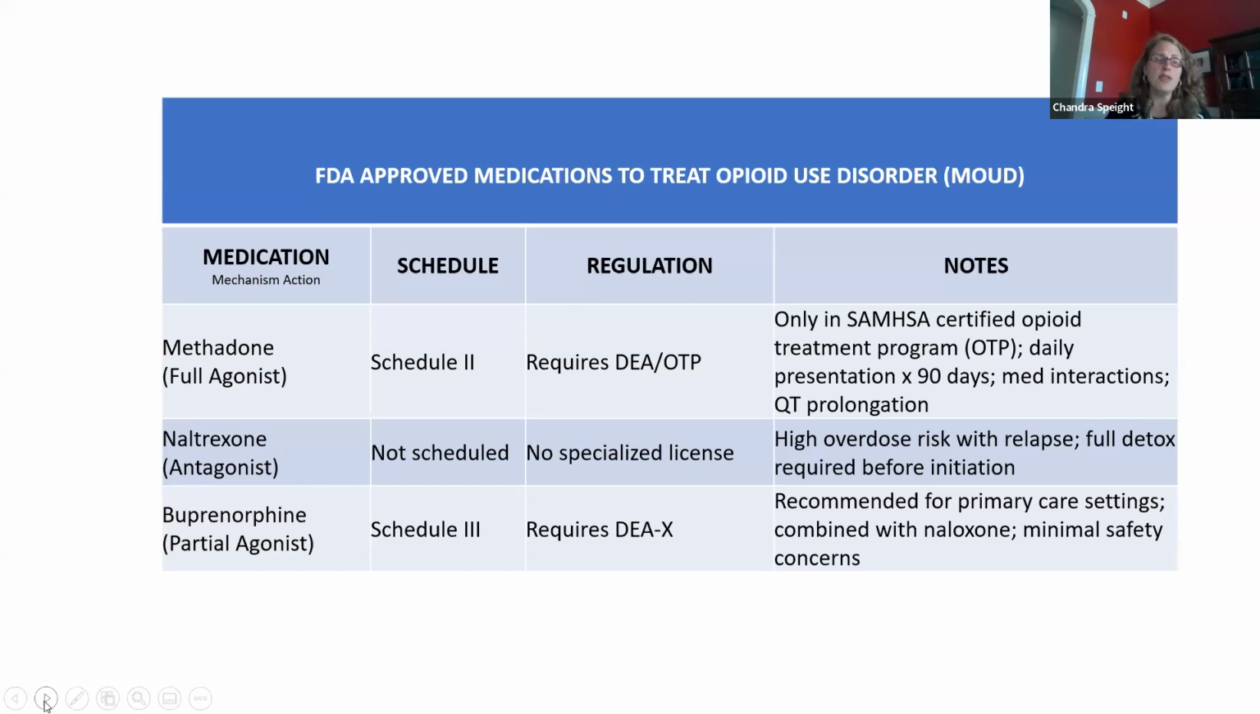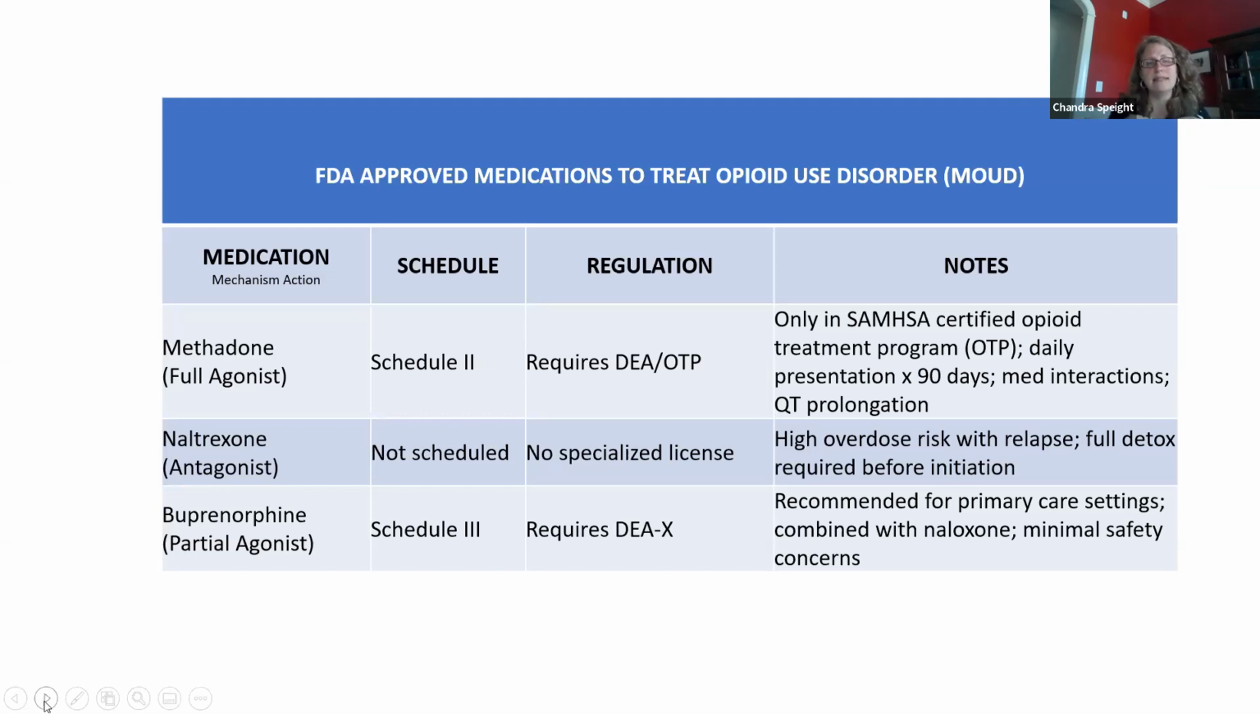Now, there are other people. I have a psych mental health nurse practitioner colleague that I work with, and she's had a lot of good experience with naltrexone, particularly with alcohol use disorder, which it's also used for, but those are some of the issues with naltrexone. Then, of course, there's buprenorphine, which is a partial agonist. It's a Schedule III medication, and it requires this DEAX.